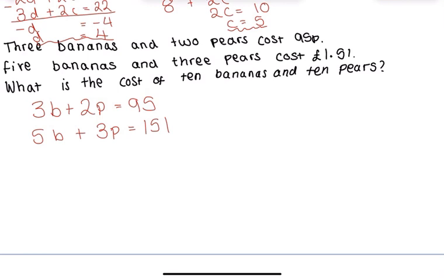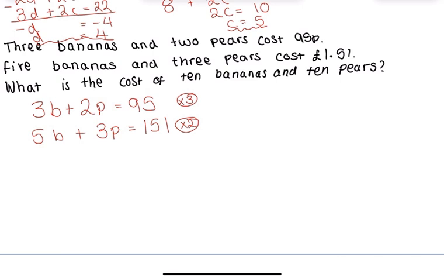Well, first, let's find the cost of a banana and a pear. Now here we can see, if we look at the B's, they're not the same, and 5 is not a multiple of 3, and 3 is not a multiple of 5. If I look at the pears, 2 is not a multiple of 3 and 3 is not a multiple of 2. Therefore, I'm going to have to times both the equations. Now, you might have picked to make the b's same. That's absolutely fine. I'm going to go for the p's just because they're smaller numbers. So I'm going to times the top equation by the bottom one and the bottom equation by my top number.